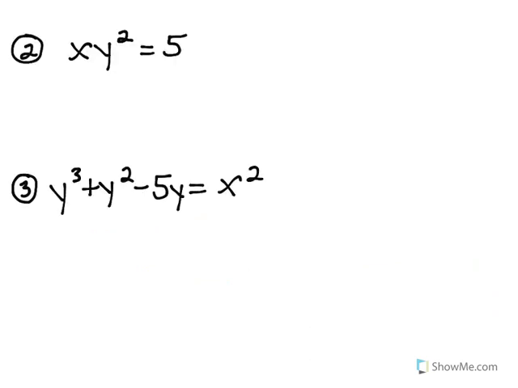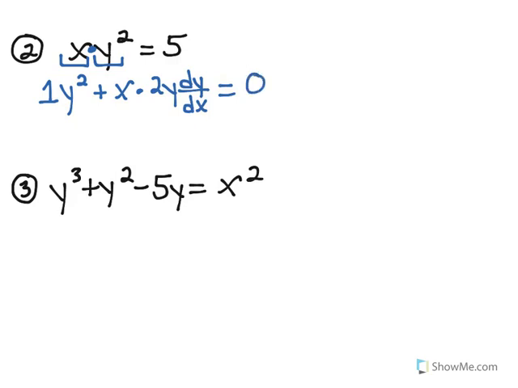Problem number 2. x y squared is equal to 5. Remember, this is product rule because there's two variables in one term. So I have to use the product rule. So the derivative of x is 1, and then keep the y squared unchanged, plus the x times the derivative of y squared, which is 2y dy/dx, equal to the derivative of 5, which is 0.